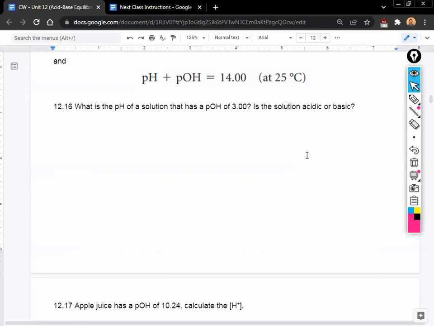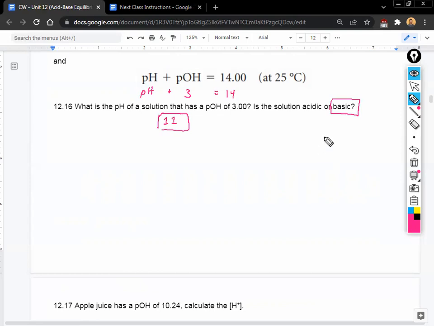All right, this one should have been pretty easy, guys. All we need to do is plug and chug into this equation. So if pOH is 3, and we know that the sum is 14, what's going to be pH? 11. Super easy. And this is going to be basic.